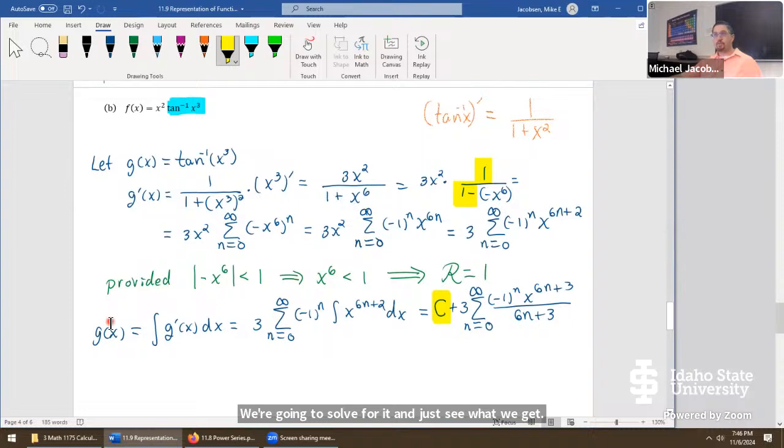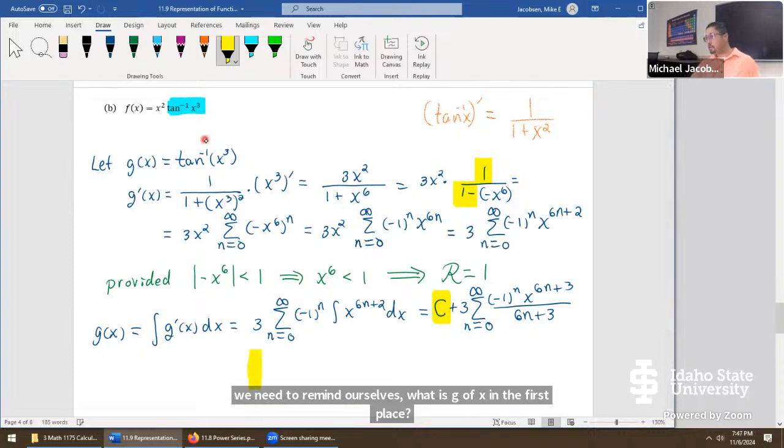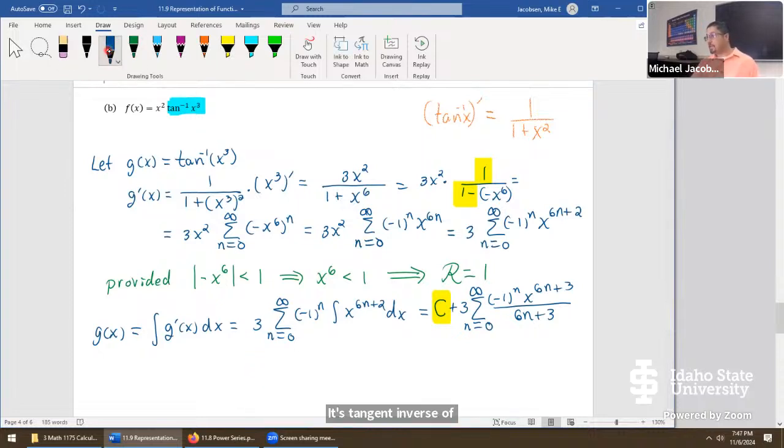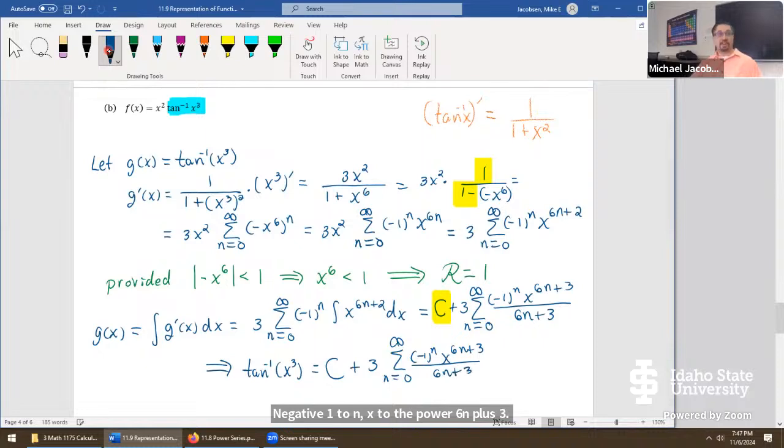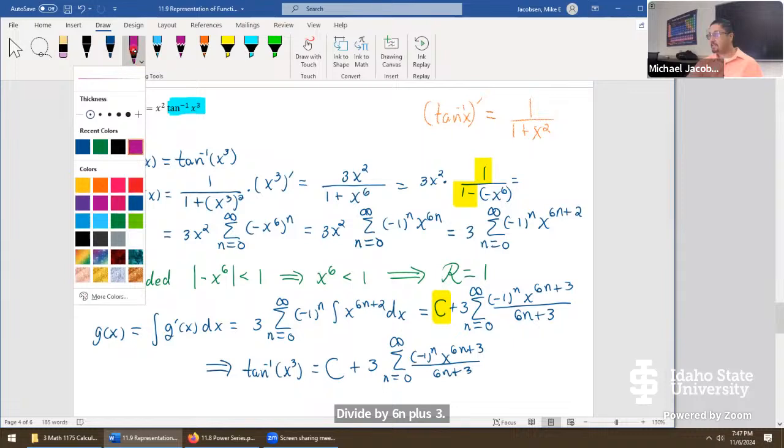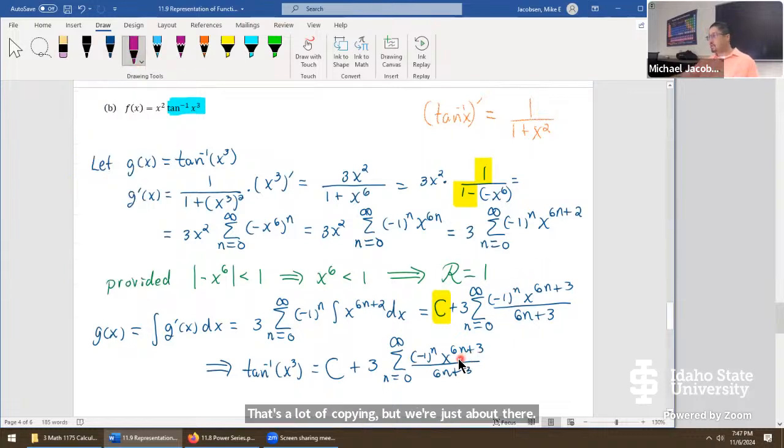So we need to remind ourselves, what is g of x in the first place? It's tangent inverse of x to the power 3. Let's say that all this work implies tangent inverse x to the power 3 is now equal to that constant c plus 3 times the summation from 0 to infinity, -1 to n, x to the power 6n plus 3, divided by 6n plus 3. That's a lot of copying, but we're just about there. Next thing we want is the center. This one is also centered at 0.